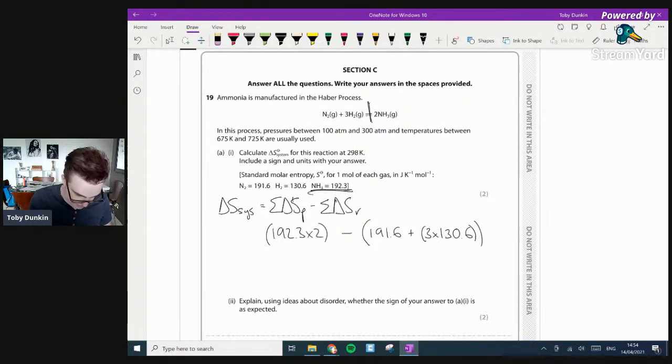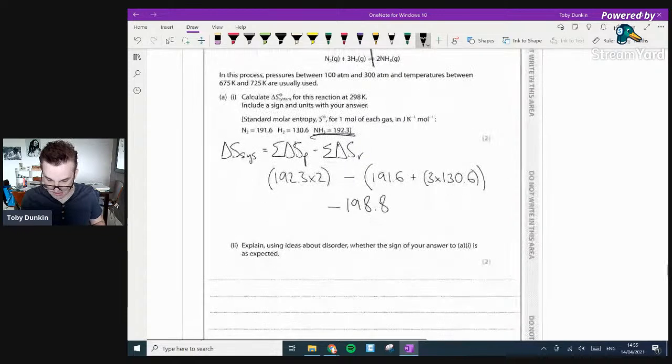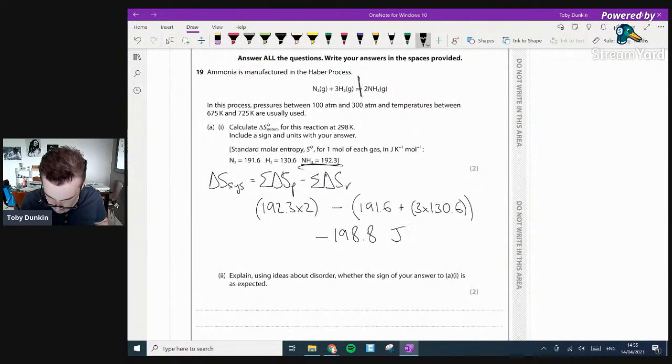Let's run it through the calculator. Open brackets, 192.3 times 2, close brackets, minus open brackets, 191.6 plus brackets 3 times 130.6, close brackets. Equals, and I get minus 198.8. Right, that makes total sense. And don't forget my units: joules per Kelvin per mole.